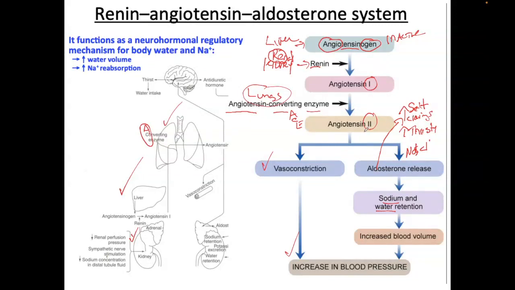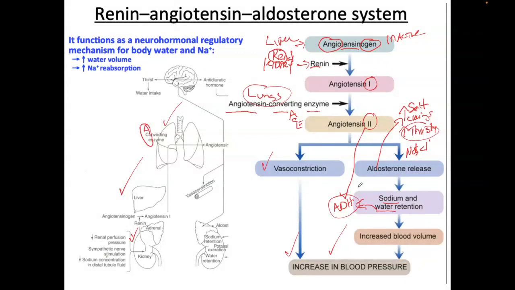And what angiotensin 2 also does is it stimulates the release of ADH, antidiuretic hormone. So the salt that you ate is retained by aldosterone, and the water that you just drank from being so thirsty is held onto by antidiuretic hormone. So you have increased salt, increased water, vasoconstriction, all of those things increase your blood pressure.